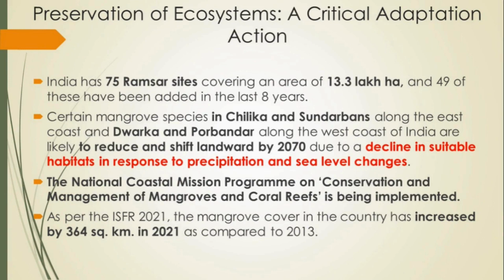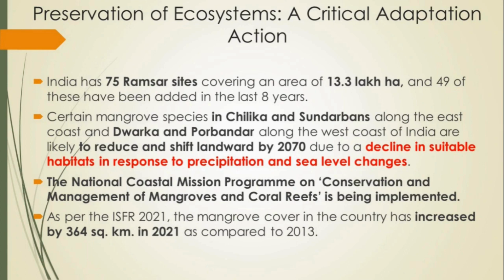So the economic survey is saying this is because of decline in suitable habitat in response to precipitation and sea level change. So sea level is changing because the rainfall is changing. Because of that, what is happening? Mangroves are shifting landwards. So this is one of the important threats.